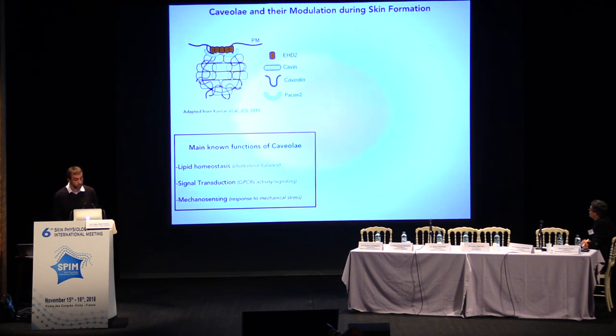Historically, they have been shown to control lipid homeostasis, like cholesterol balance, and signaling events, like inhibiting signaling through GPCR, the G-protein coupled receptor. More recently, they have been shown to control the mechanosensing of the cells, meaning that this invagination can be seen as a lipid reservoir that can flatten out or be invaginated. By providing more membrane, more lipids to the plasma membrane, the cell can cope with mechanical stress and avoid mechanical rupture, for instance.